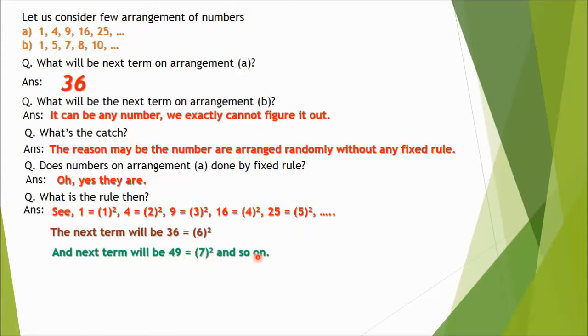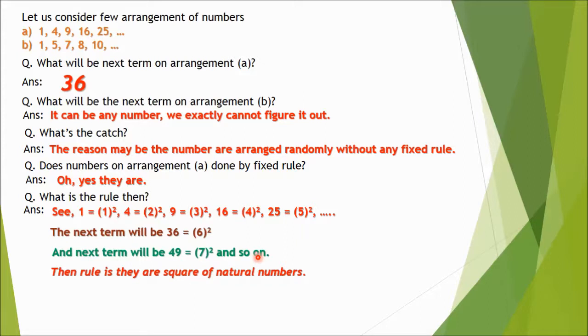And let's see the rule. The rule is they are squares of natural numbers. Now, there was a rule. That's the reason we were able to find the next term in arrangement A.